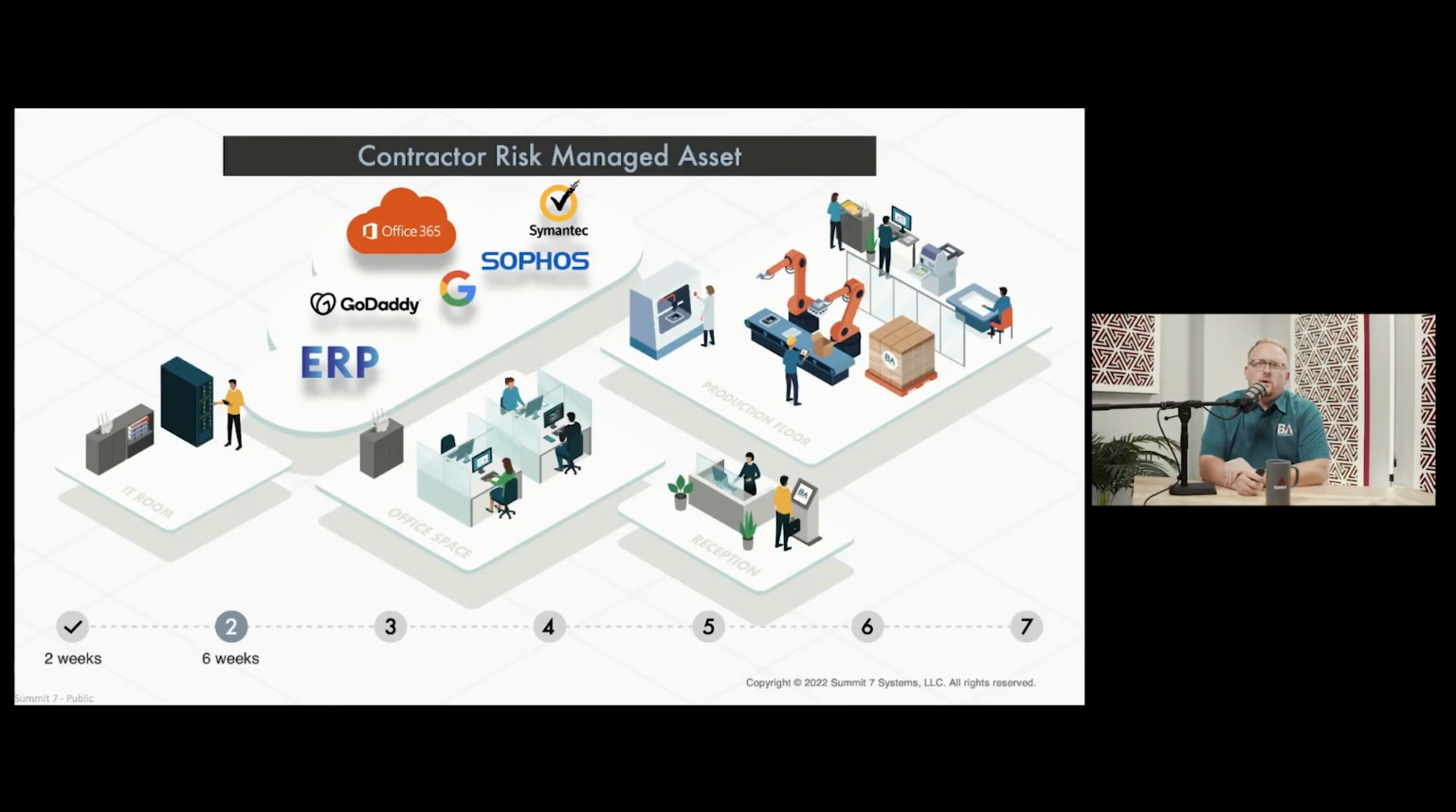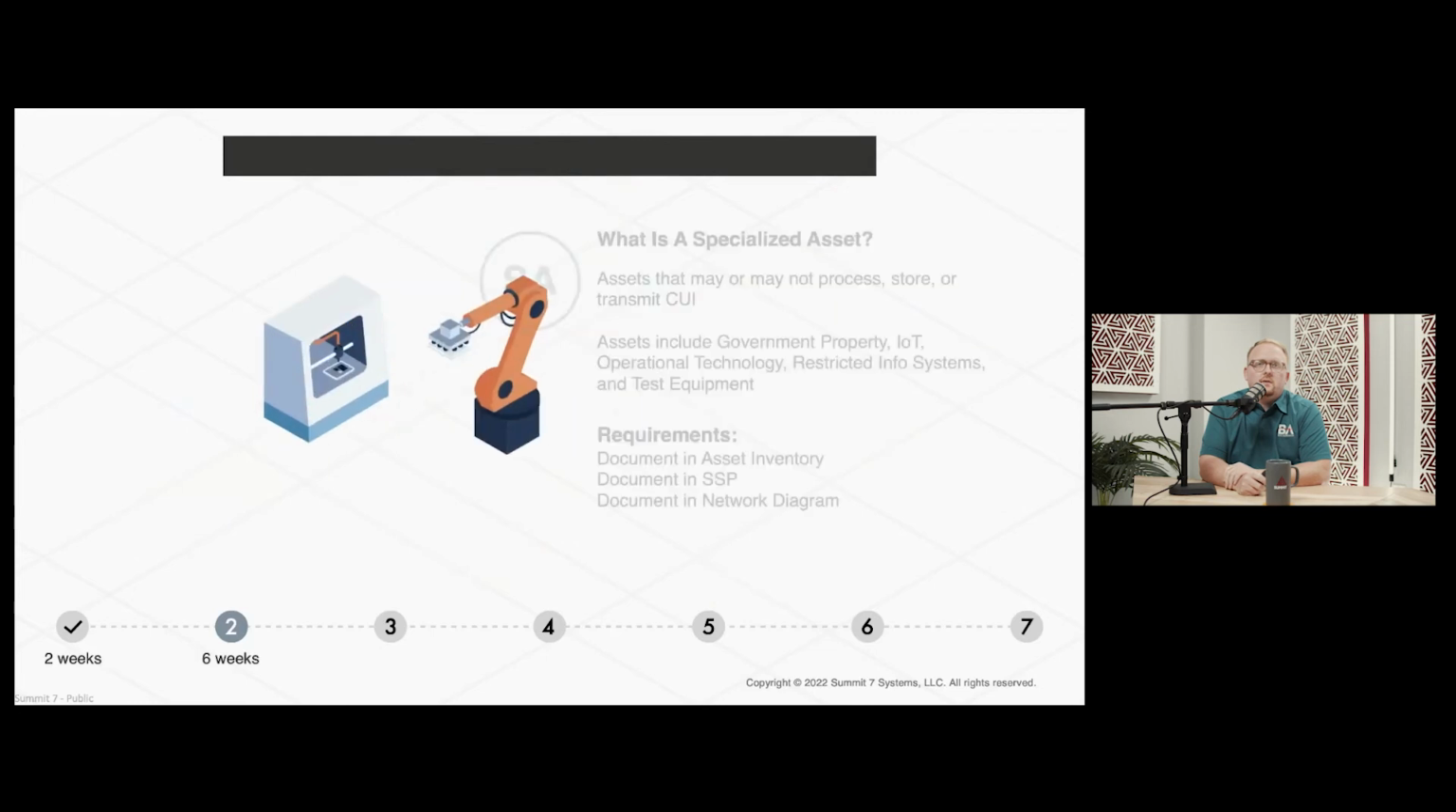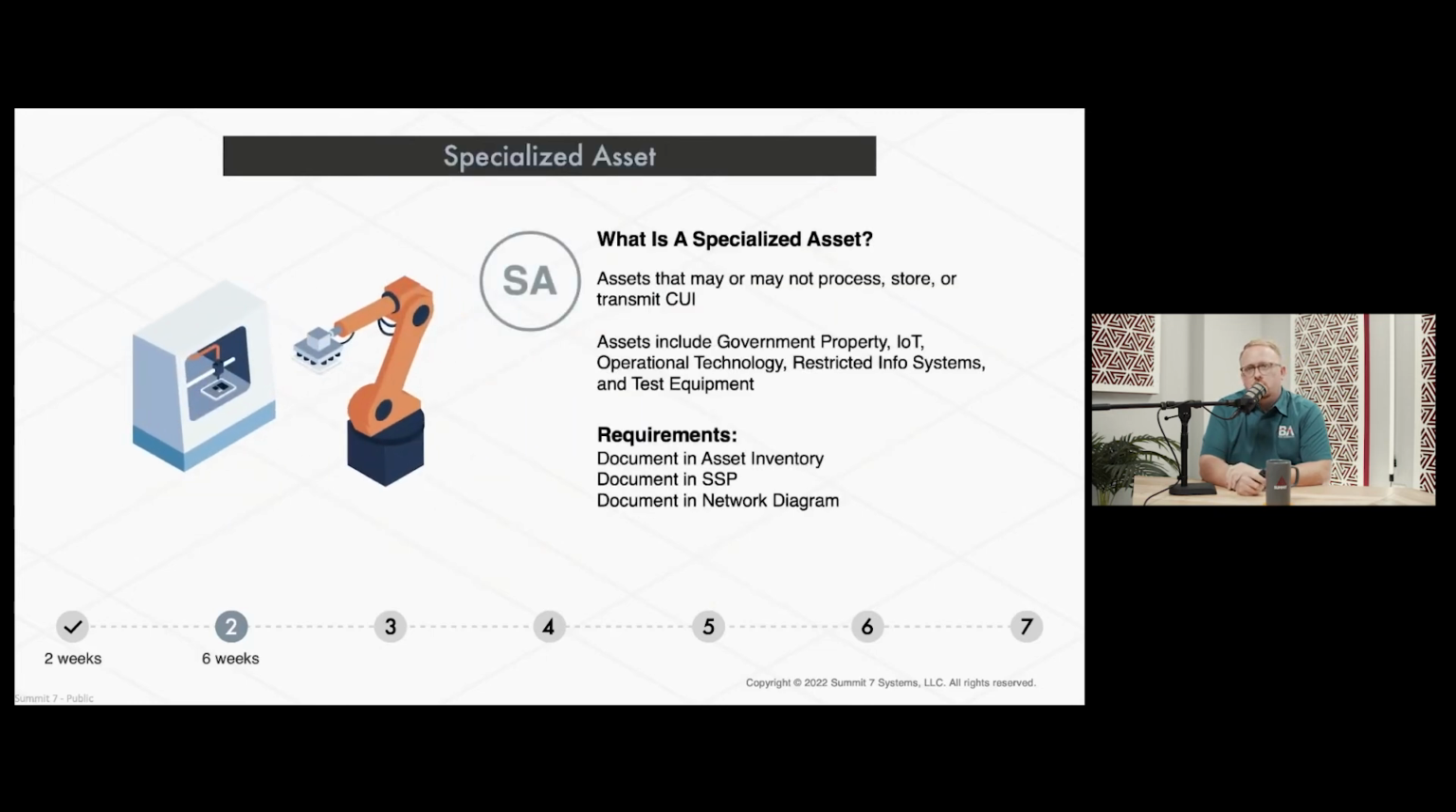All right. So now we're on to the very last asset type that we're going to talk about today. And that's going to be what we call an SA, or a specialized asset. So these are assets that may or may not have CUI on them, right? They include operational technology, government equipment, test equipment, things like that that you might be using in your organization today. So as manufacturers, we might have a CNC machine, right? These would be considered specialized assets.